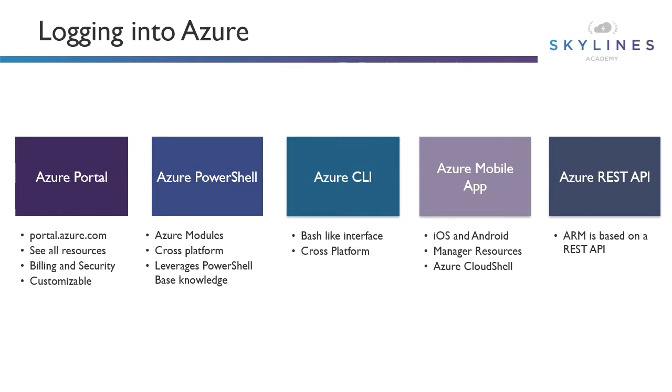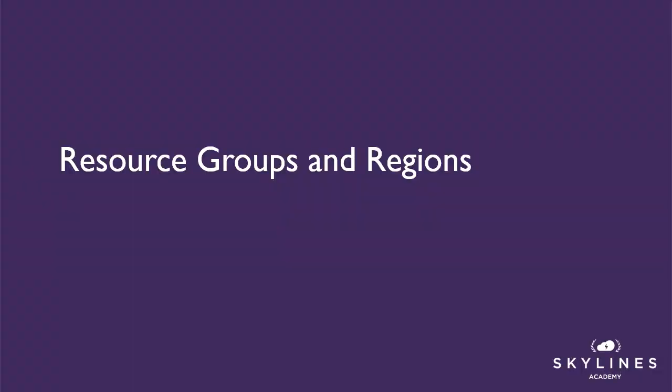All of the resources we just got done talking about, the portal, PowerShell, Azure CLI, as well as the mobile app, are all just making calls to a REST API on the backend. So as we become more familiar with Azure, we can start to work with Azure, manipulate Azure using the REST API going forward. Now we talked a little bit about how to access Azure. Let's talk about resource groups and regions.